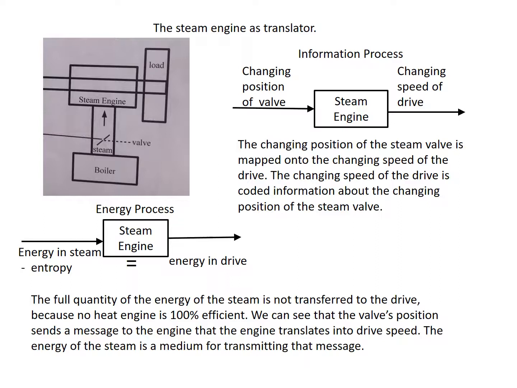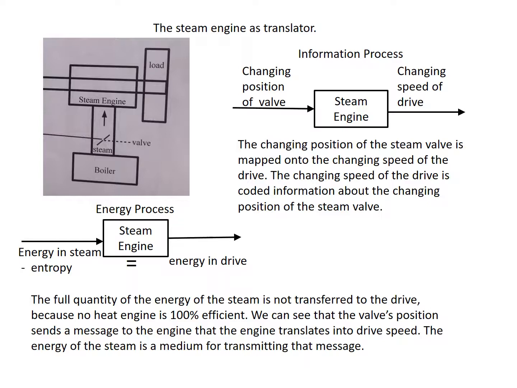In the information process, we see that a change in the position of the valve is translated by the steam engine into the changing speed of the drive. The changing position of the steam valve is mapped onto the changing speed of the drive. The changing speed of the drive is coded information about the changing position of the steam valve.